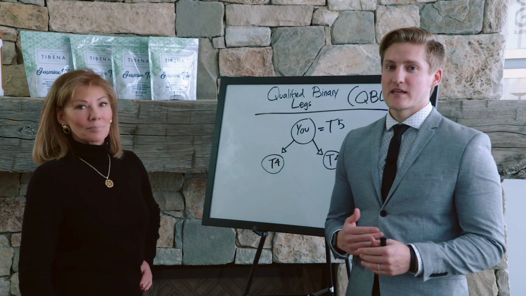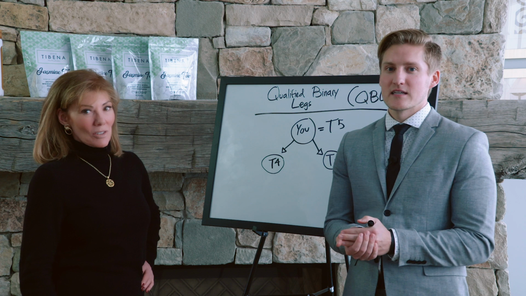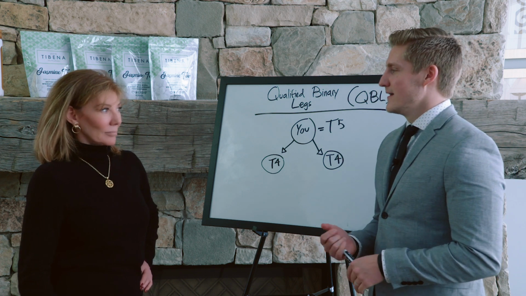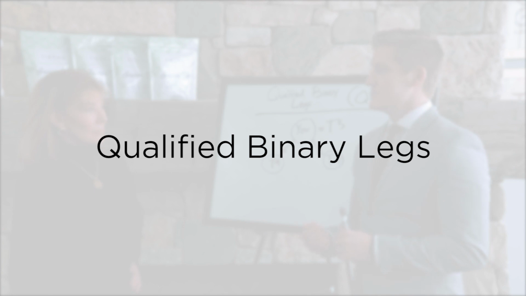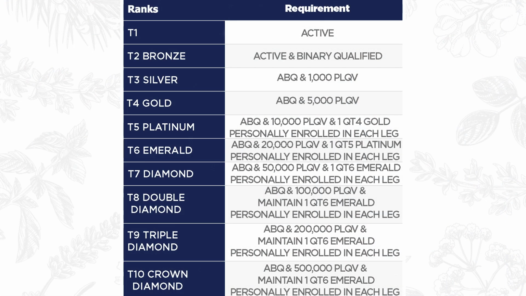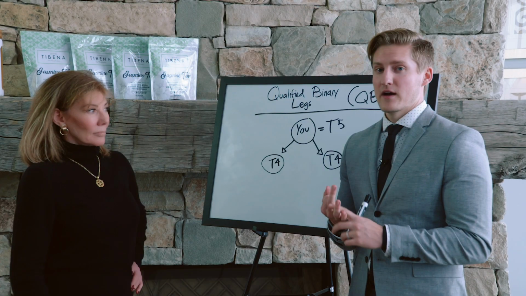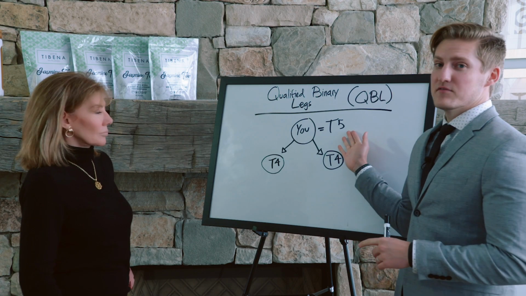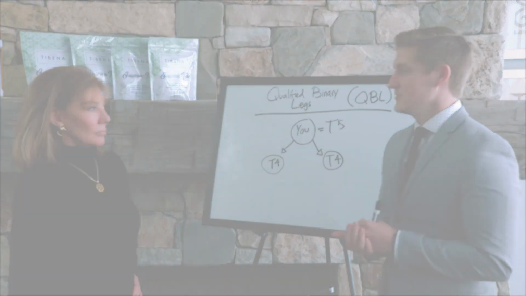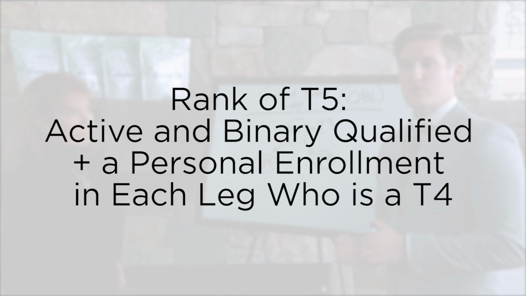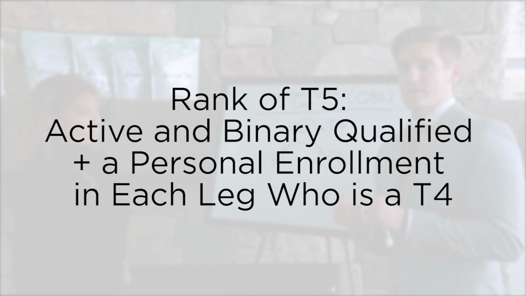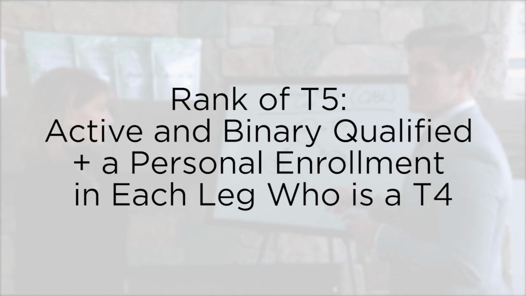Okay, this next term, qualified binary legs. The whole goal of this video is that you're watching this in the beginning, so you're not waiting a month or 2 months into being with T-Bena, and you can start off on the right foot, starting with the end in mind. And this is where qualified binary legs comes in. As you can see in this chart for our ranks, as you go through T1, T2, T3, and T4, it's all about volume, being active, binary qualified, and volume in your pay leg. But when you hit T5, there's an add-on. When you're going for the rank of T5, not only do you need to be active and binary qualified, but you're also going to need a personal enrollment in each leg that's qualified at the T4 rank.